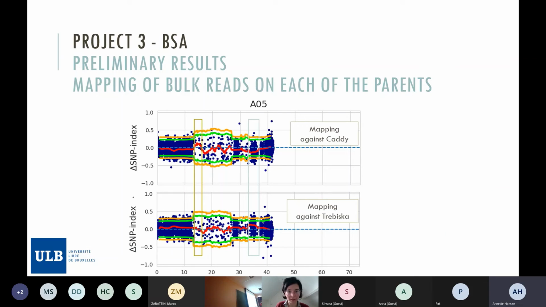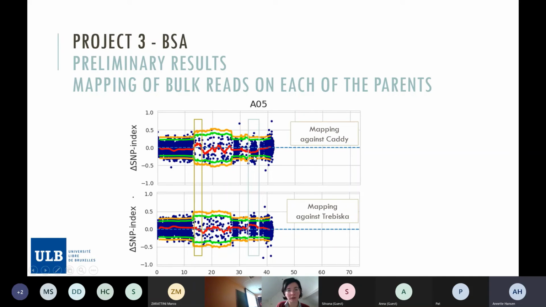These are the results of my analysis. As I was showing at the beginning, we are supposed to have a peak higher or lower than 0.5, which I don't have. So the analysis was not super successful because we have a lot of heterozygotes in the progeny.